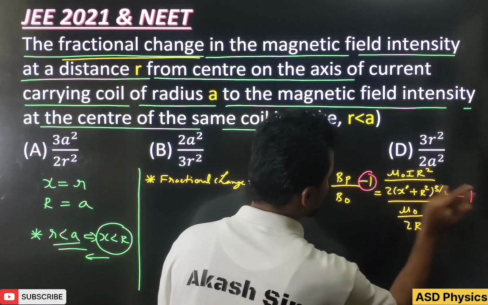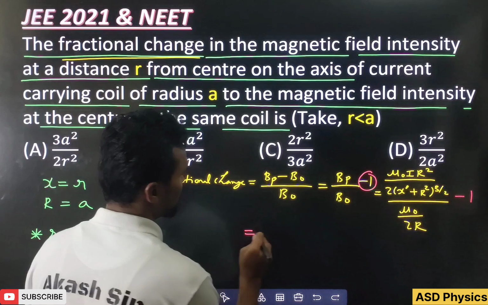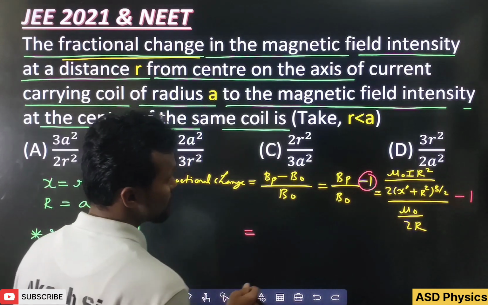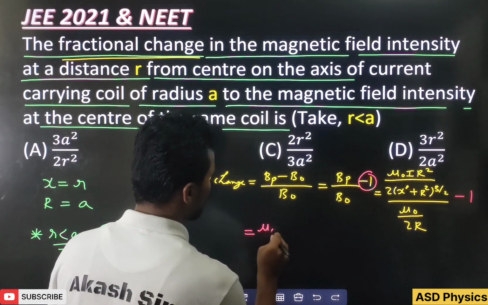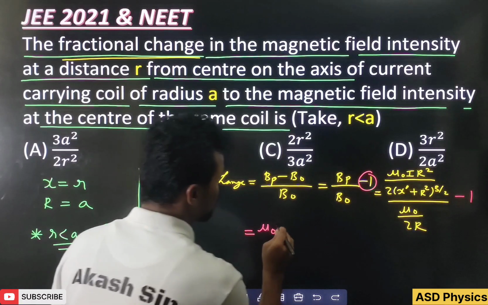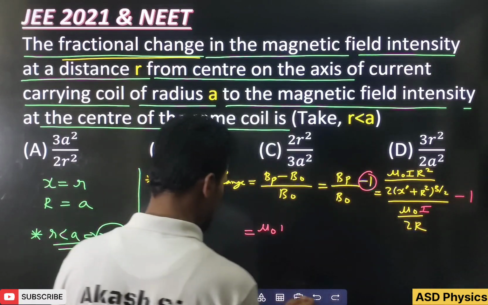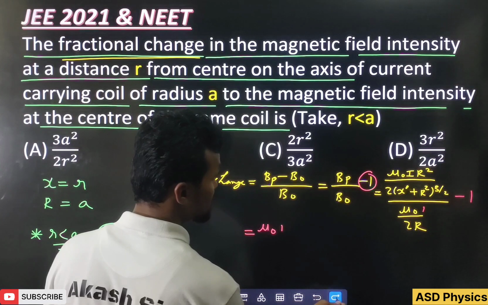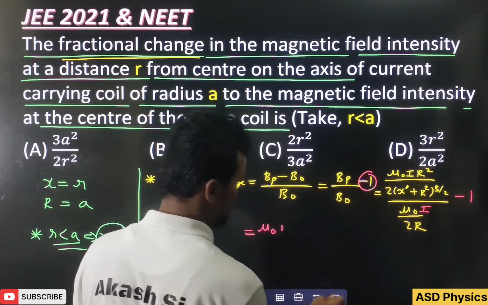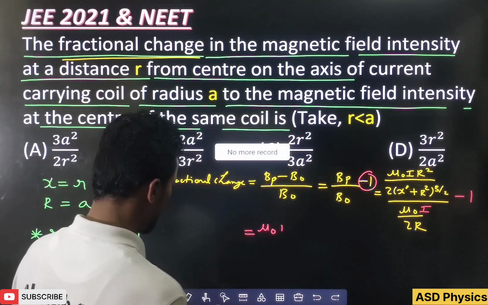See here, this minus 1 is separate, not in a numerator. Okay. So after that, students, what will come here? See, mu naught I. Okay. See, mu naught I is there now. First, let's see here what are the things we can cancel. Now we will just cancel here. Okay, but let me write here, no problem here.